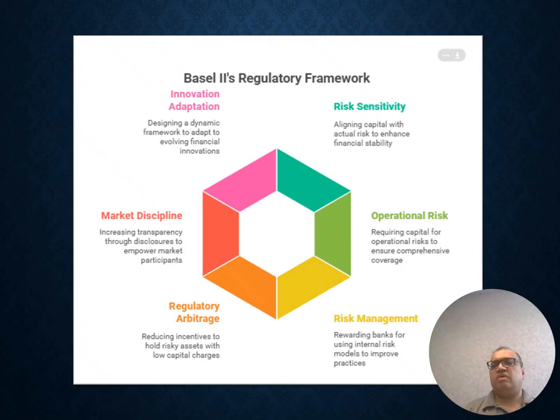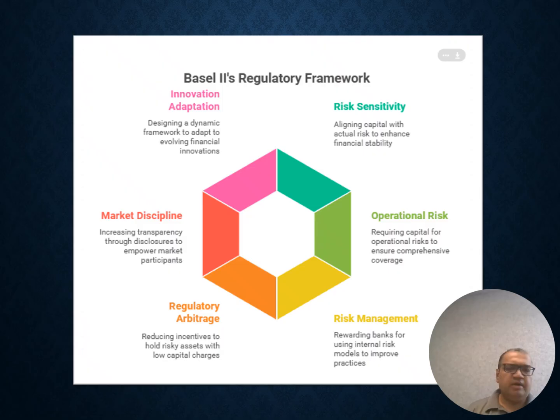Operational risk: Basel II introduced pillars, one of them exclusively devoted to operational risk and how to calculate it, and this operational risk aspect we'll discuss in the subsequent video. Risk management: rewarding banks for using internal models to improve practices. It gave banks the liberty to develop their own internal models. Hence risk management was not just a good to have department. Once it came, it became a forefront, and controls became as important, if not more, than revenue generation.